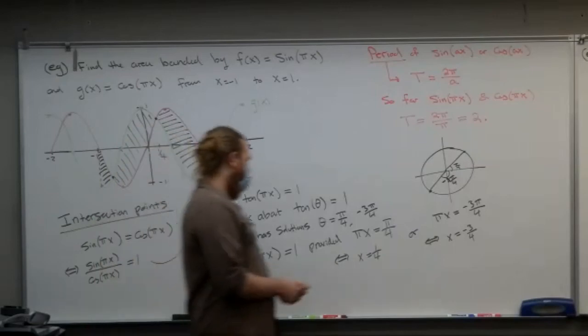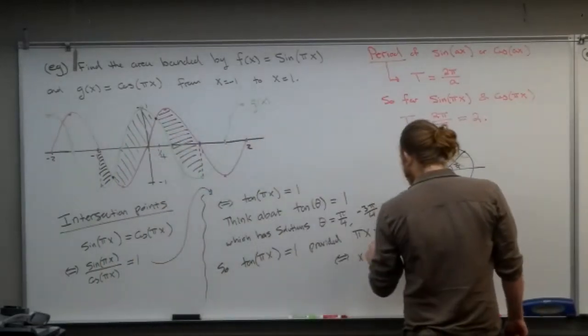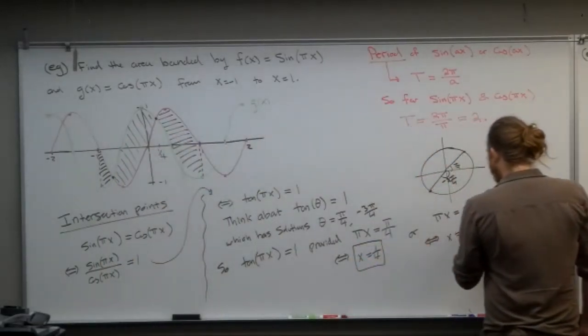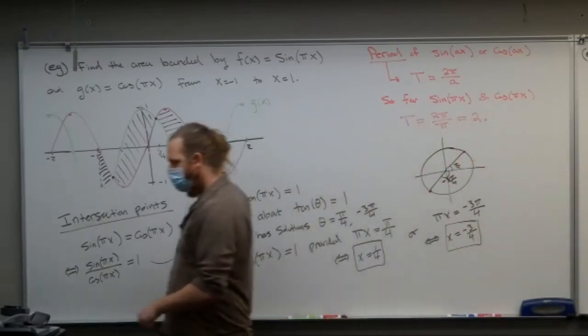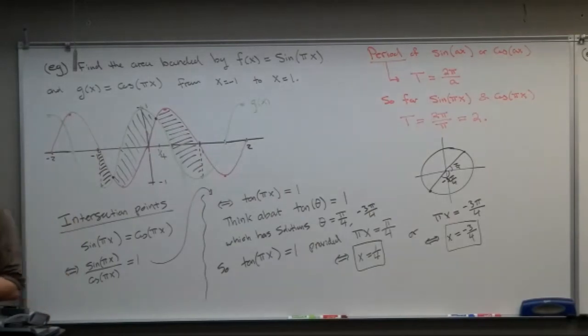So those intersection points are negative 3/4 and positive 1/4. Any questions so far?